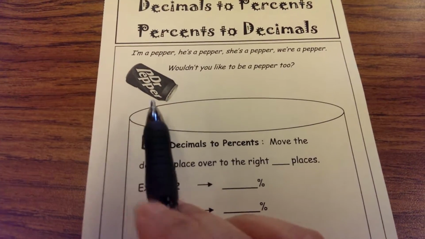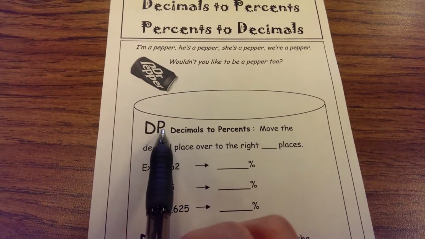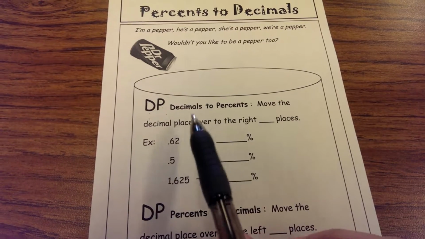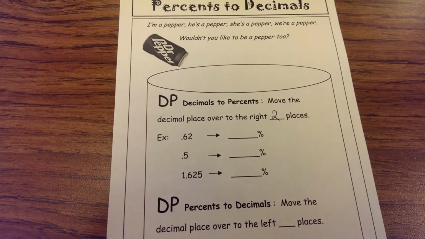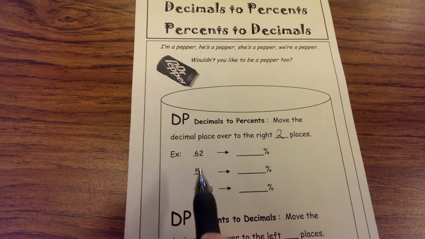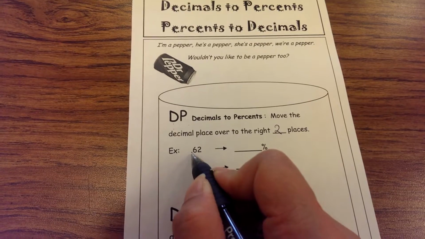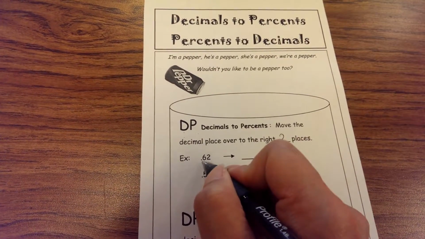Now we have a little Dr. Pepper can here. DP, the D stands for decimals and the P stands for percents. If we're changing decimals to percents, you move the decimal place over to the right 2 places. Okay, so for example, here it's 62 hundredths, you have to move it 2 spaces to the right.